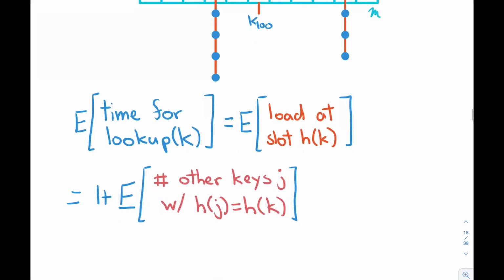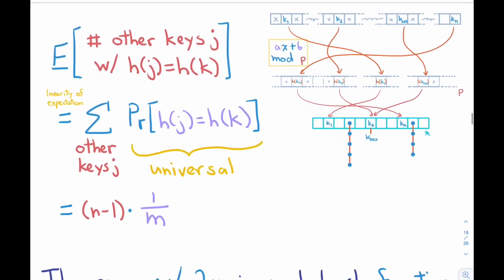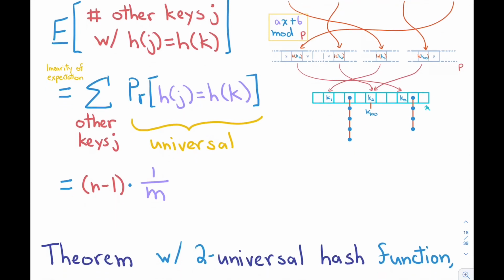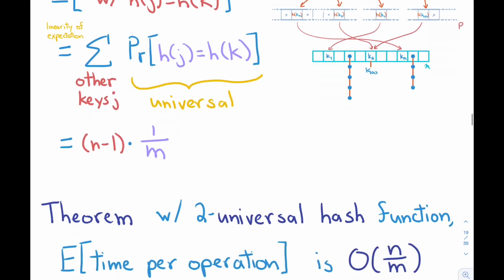We observed that the expected time of a lookup for a key k was proportional to the load at the slot where it gets hashed into, which was equal to the number of collisions of other keys with that key k. In turn, we showed that the expected number of collisions with key k was (n minus 1) over m. Here we used linearity of expectation, and then we got the 1 over m out of the universality of the hash function. We thus get the theorem that the expected time for each operation was big O of n over m.